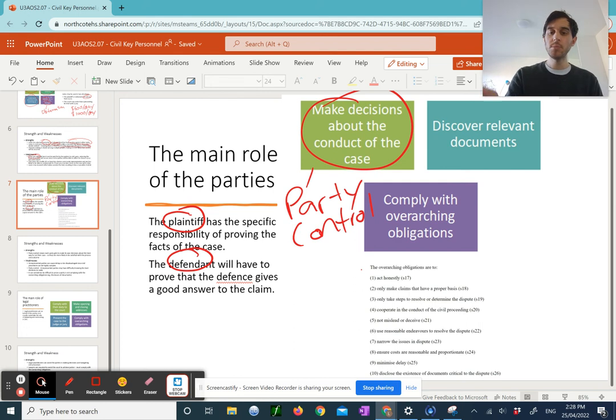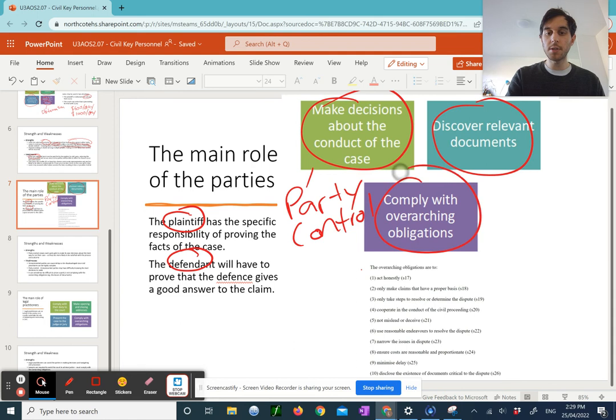Now, usually they hire lawyers to help them make these decisions, but at the end of the day, those decisions are theirs. They also have some other responsibilities, such as, for example, they have to discover any relevant documents. So what that means is any evidence that's relevant to the case, any documents, they have to turn them over to the court and to the other party so that everyone knows what's going on.